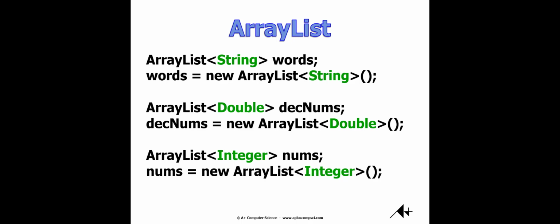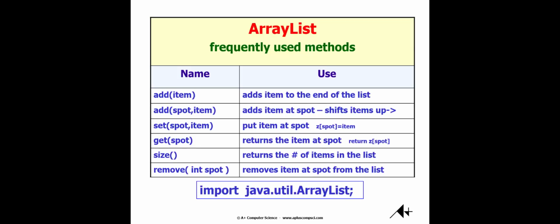Here we've got 3 examples of creating an ArrayList. We've got a reference called words, one called decnums, and one called nums. Words is pointing at an ArrayList of strings, decnums is pointing at an ArrayList of doubles, and nums is pointing at an ArrayList of integers. So here are the methods that we're going to be using as we're working through labs and examples. You've got 2 forms of add. You've got a set method, a get method, a size, and a remove.